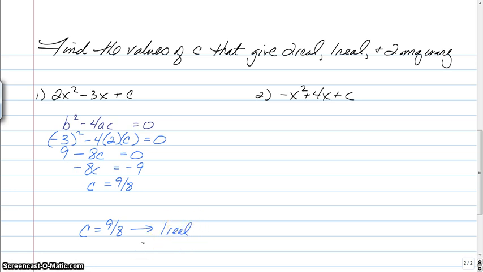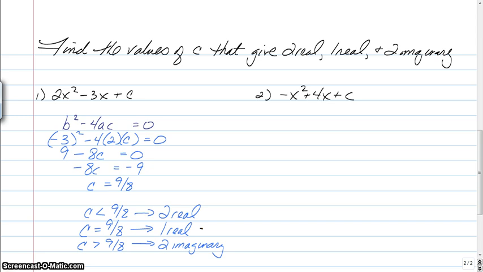Now you just need to work yourself the other way. If you have c which is less than 9/8, then that means you're going to have two real. And if c is greater than 9/8, then that means you are going to have two imaginary.